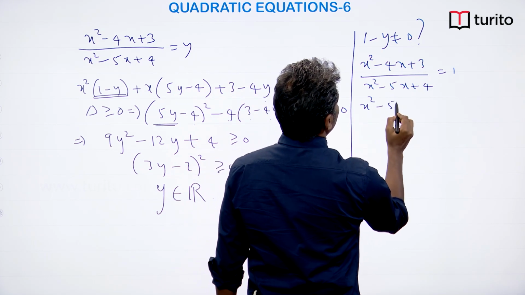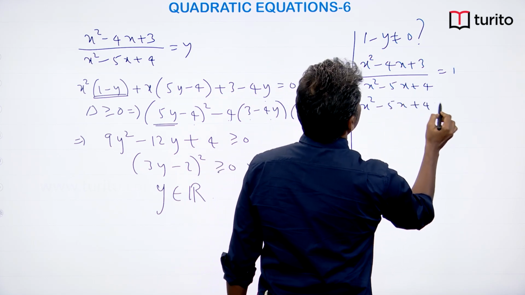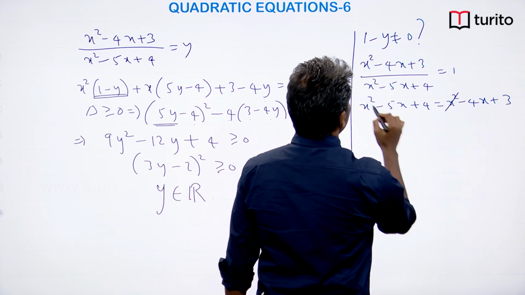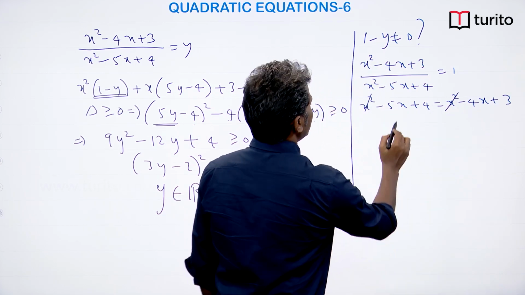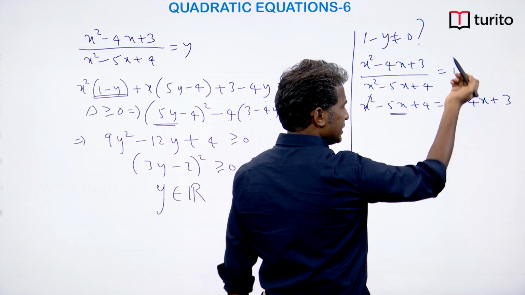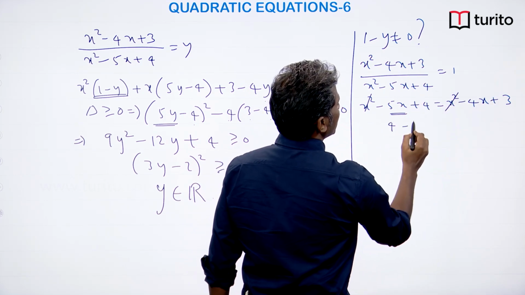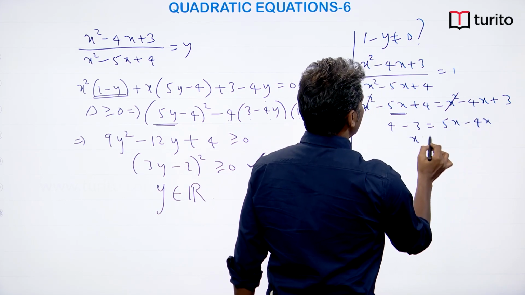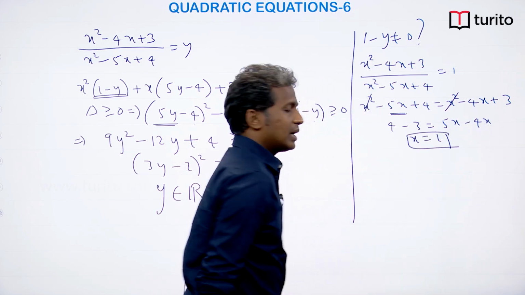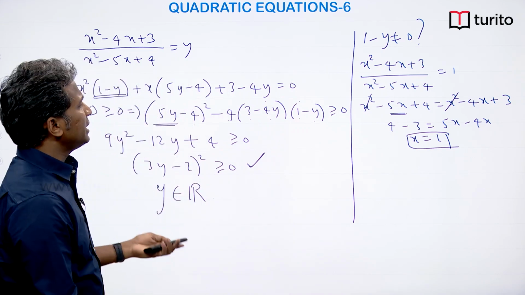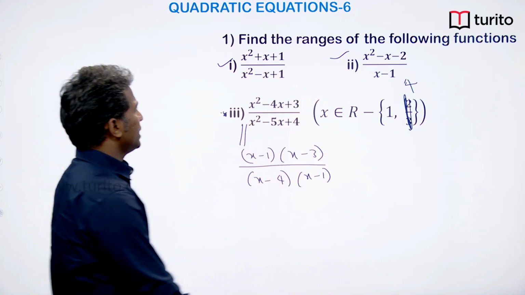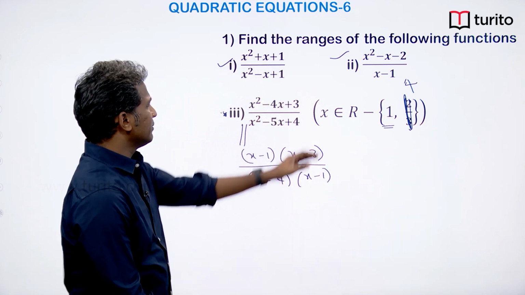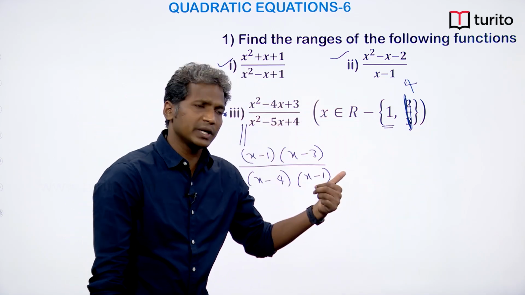x square minus 5x plus 4 is equal to x square minus 4x plus 3. x square is getting cancelled. If I take minus 5x to that side and 3 to this side, so we get 4 minus 3 equal to 5x minus 4x, which is giving me x equal to 1. But is x equal to 1 a valid value here? So here if you check, x must not be equal to 1. It's given in the question, but it need not be given.